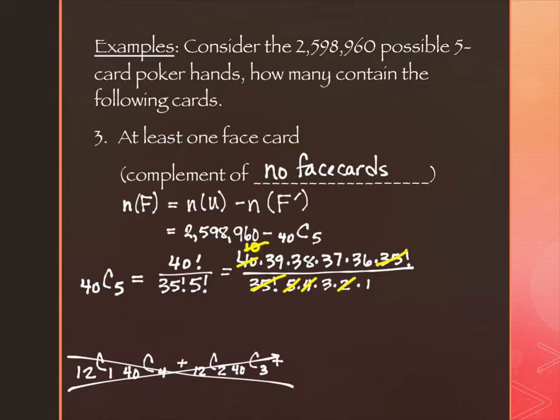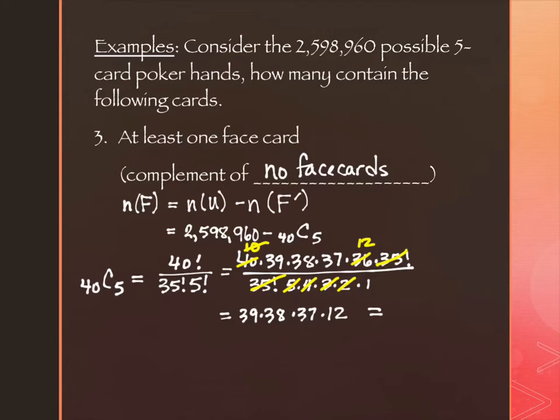Which one do you want the 3 to cancel with? 36. Okay, so 3 with the 36 leaves me with a 12. So my pieces that are remaining are 39, 38, 37, and 12. That's fine. Grab a calculator, definitely not wanting to do that by hand. Should be 658,008. Okay, the 658's right.